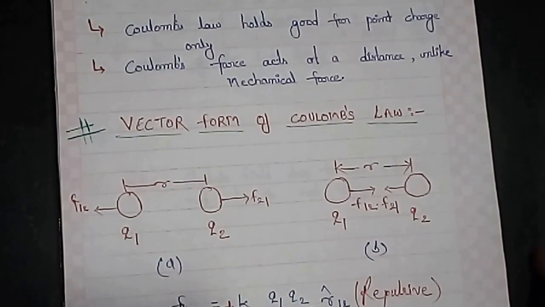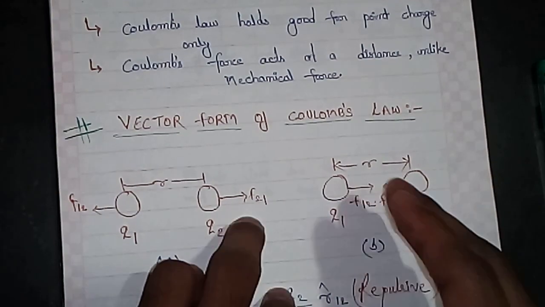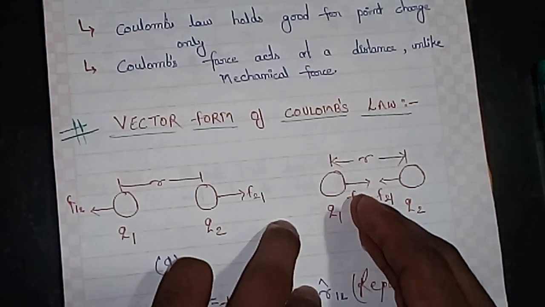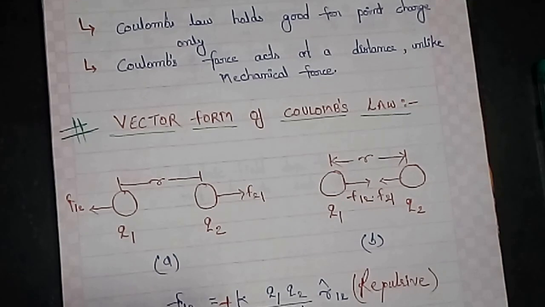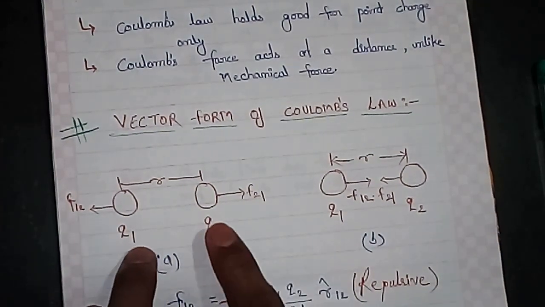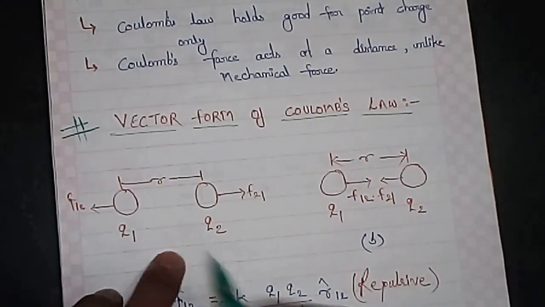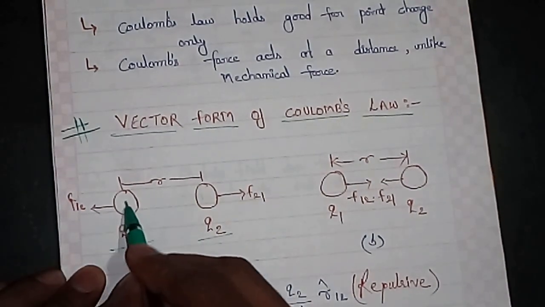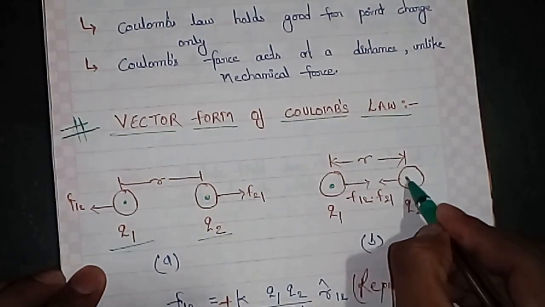You know that force is a vector quantity, and it means the force between two charges should also be represented as a vector. So let there be two charges, q1 and q2. Here in the two figures, this is the charge q1 and this is the charge q2, and in the other figure also this is charge q1 and this is charge q2.